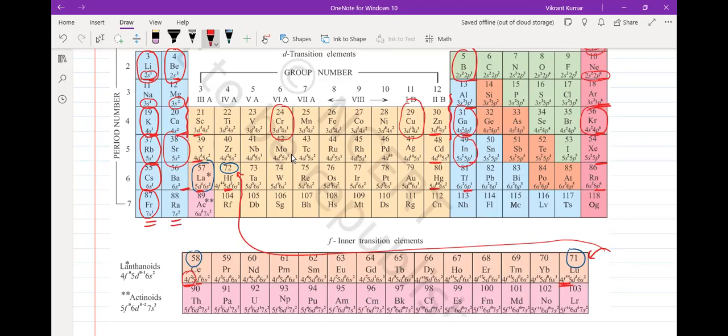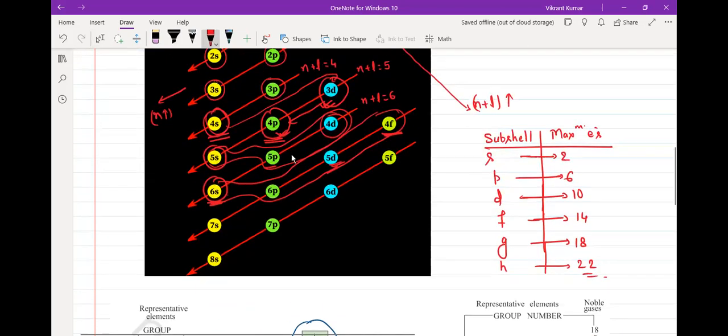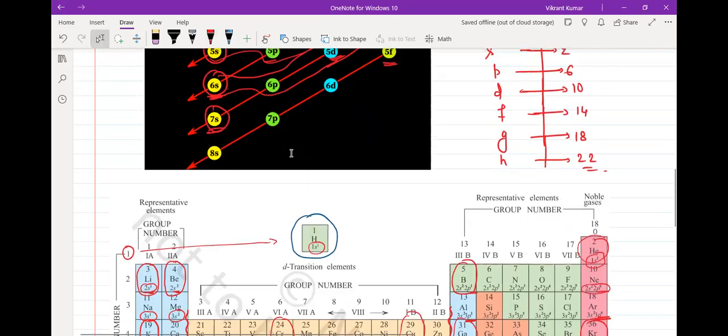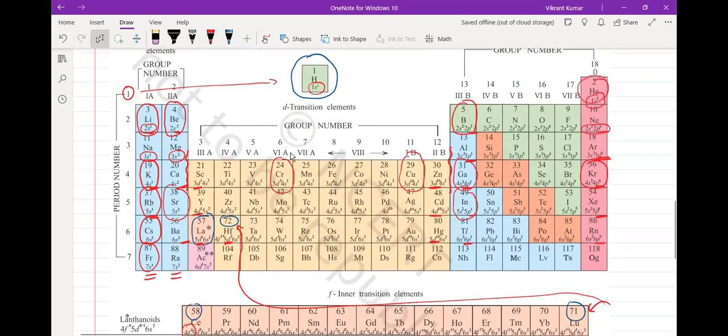उसके बाद फिर से देखो, if you see 7s के बाद, what should be ideally filled? 5f है ना. But यहाँ पे क्या हो रहा है? Again we are getting the exception that 7s1 and 7s2 के बाद, first time we are filling 6d1 and then we are entering into the F.